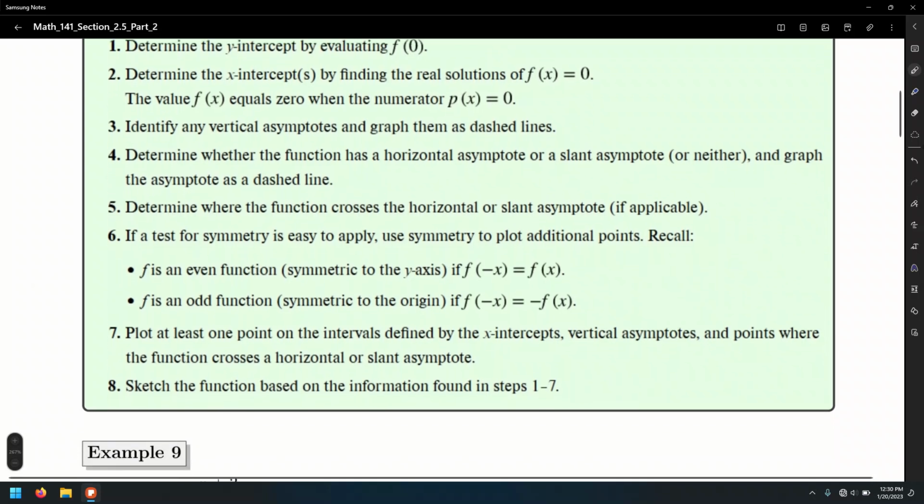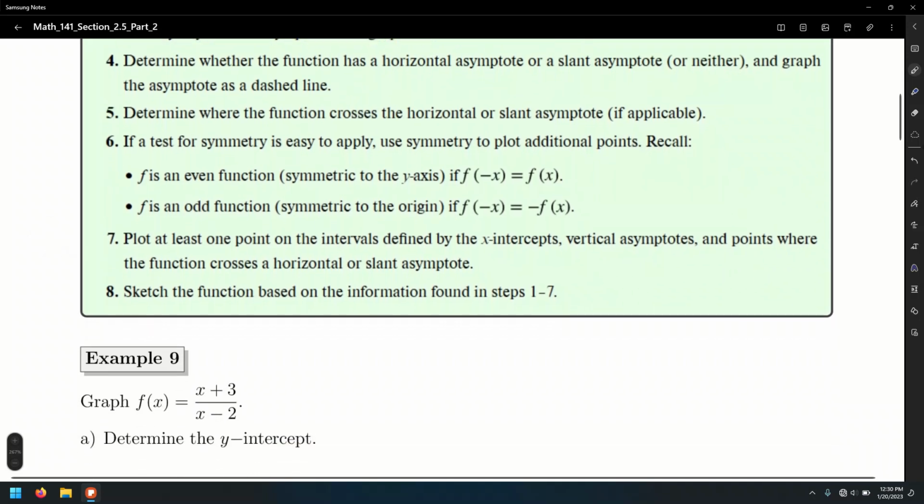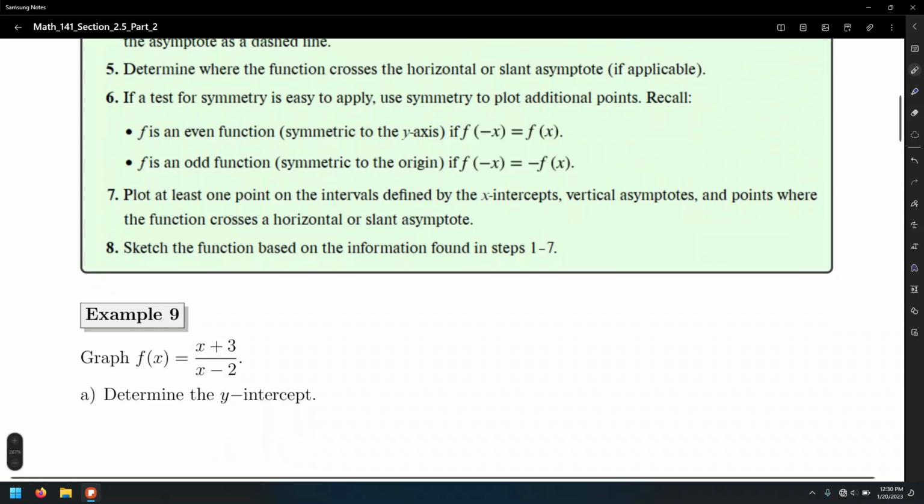And determine if there are horizontal or slant or neither asymptotes, again drawn as dashed lines. Another thing we need to know is to determine whether the function crosses the horizontal or the slant asymptote, in that case. And test for symmetry. Again, checking for symmetry gives us an idea of what the graph is going to look like.